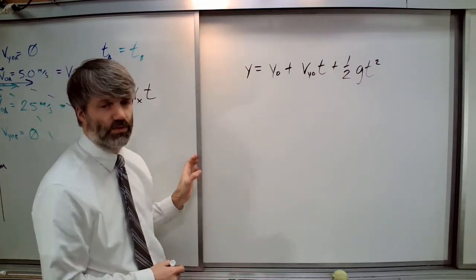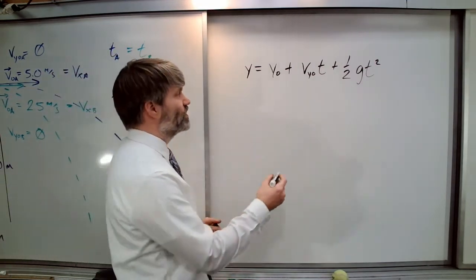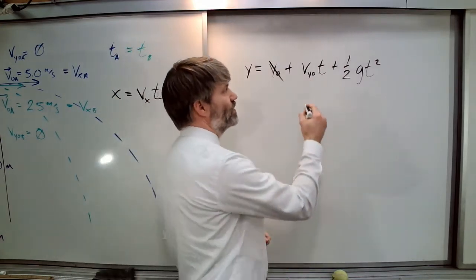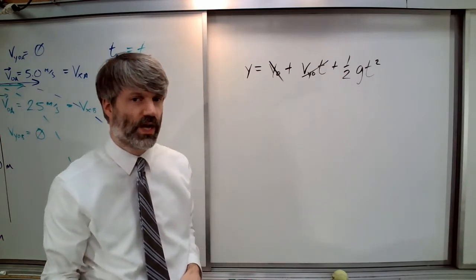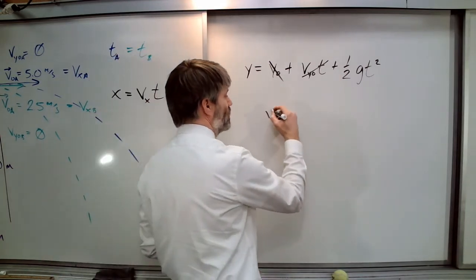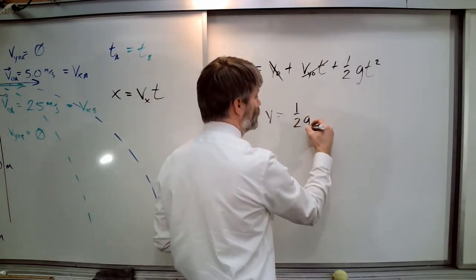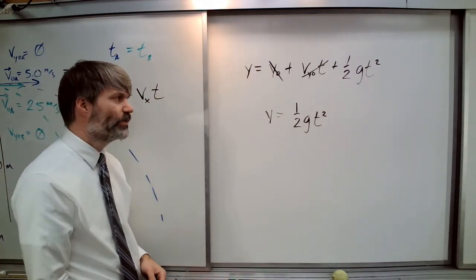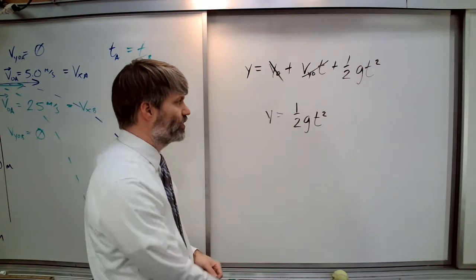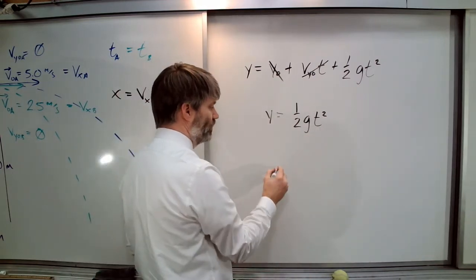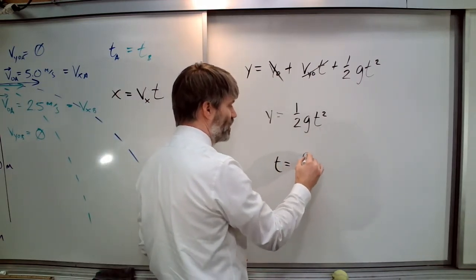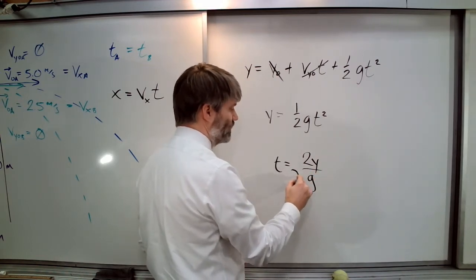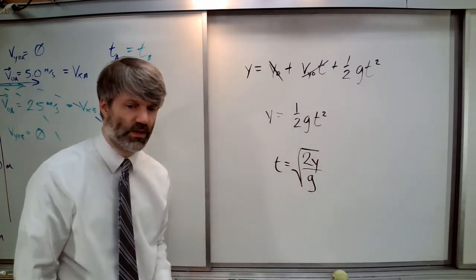So let's just go through this. We decided that the initial position was 0. We decided that the initial velocity was also 0 in the y direction. And we're left with y equals 1/2 g times t squared. We're going to do a little bit of the algebra to solve for t in this case. We'll see that t is equal to 2y divided by g, and then take the square root of that there.